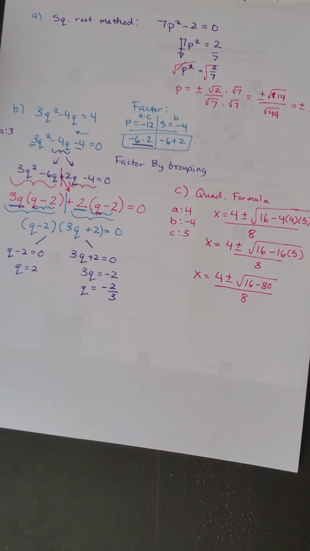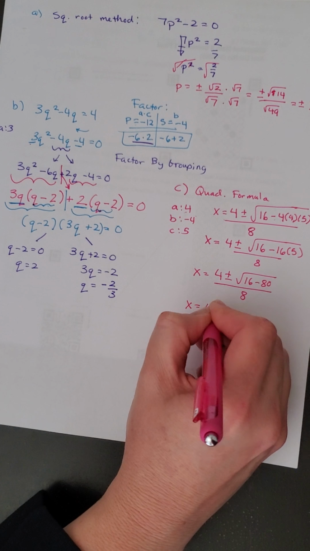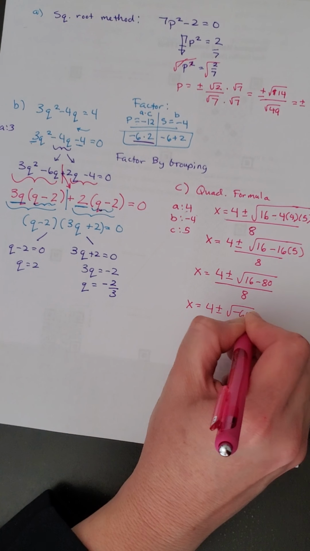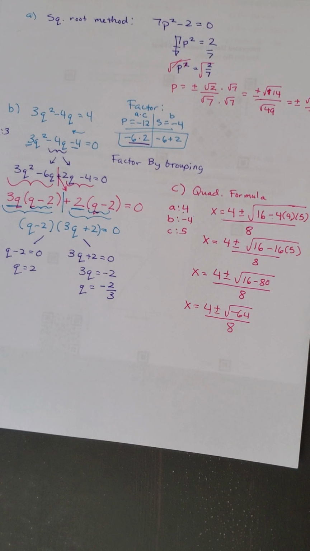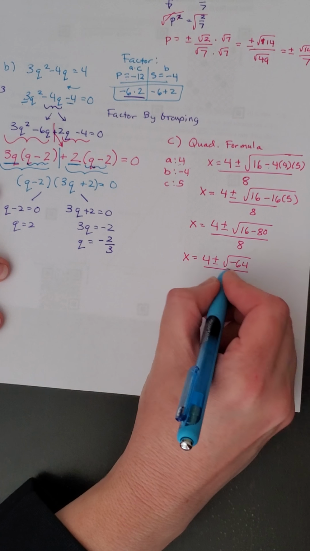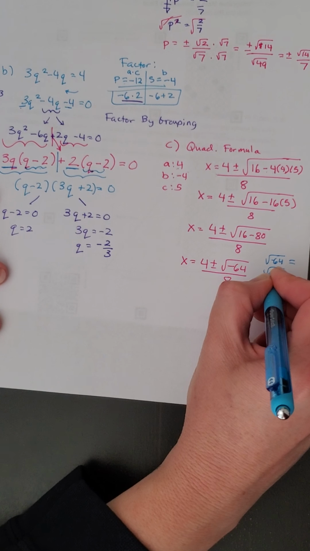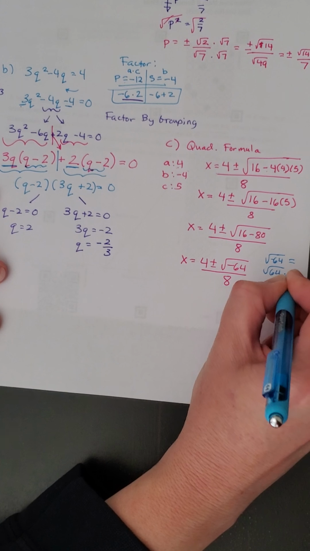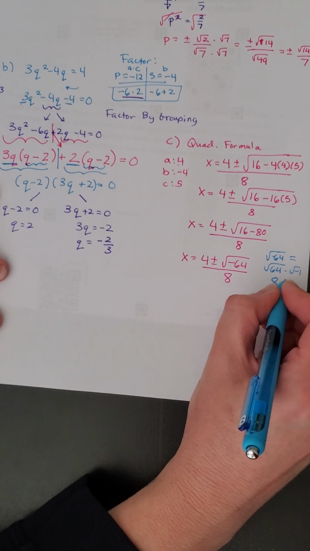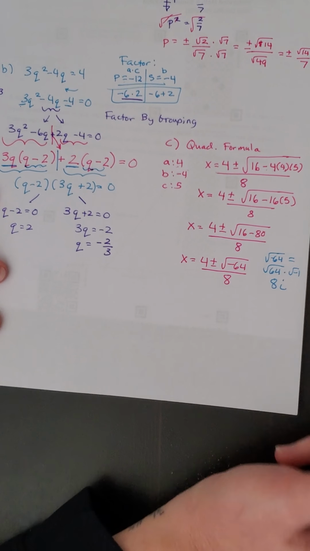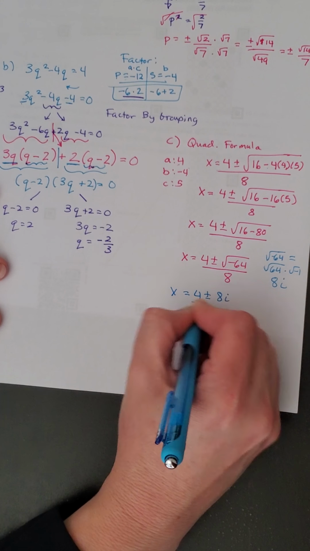16 minus 80 is negative 64. So x equals 4 plus or minus the square root of negative 64 over 8. At this point, we can see we have imaginary solutions. So when we take the square root of negative 64, it is the square root of 64 times the square root of negative 1. The square root of 64 is 8, right, plus or minus, and the square root of negative 1 is i. So we're going to have x equals 4 plus or minus 8i over 8.